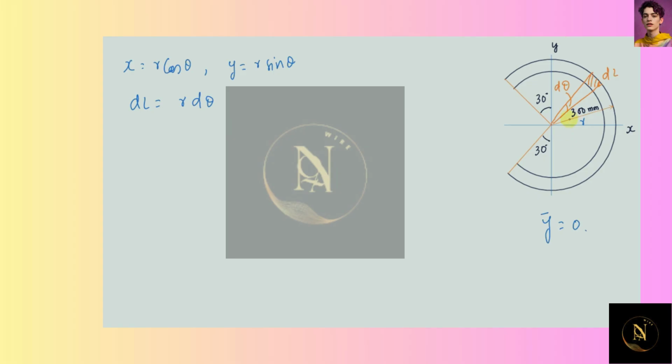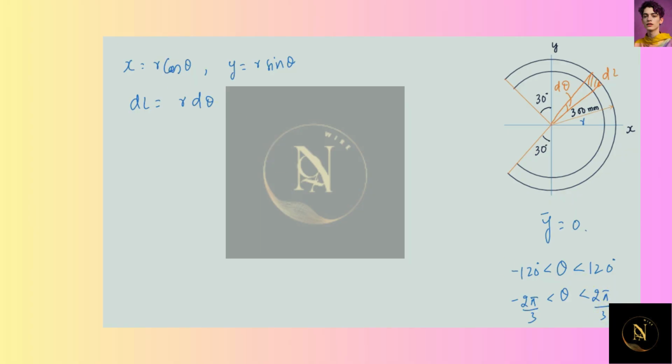Now in this case theta is varying from 120 degrees to minus 120 degrees. So we can say that theta is varying between minus 120 degrees to 120 degrees, and in radians we can write it is varying between minus 2 pi by 3 to 2 pi by 3.